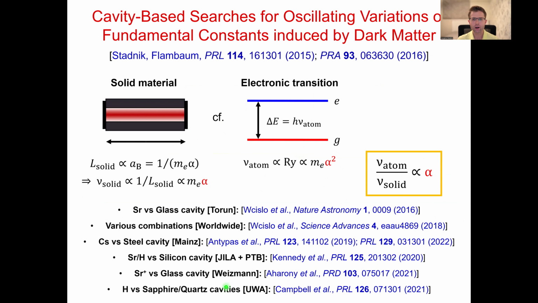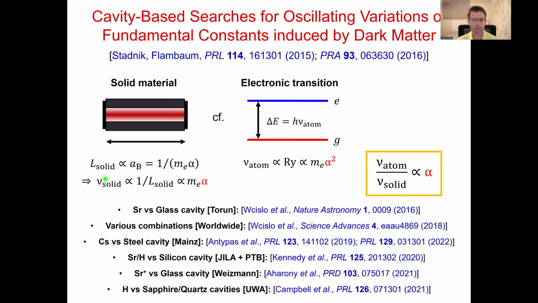So if we go to higher dark matter particle masses where the frequencies of oscillation become faster, then we can start to utilize techniques which haven't traditionally been considered when it comes to searches for variations of fundamental constants. One of these approaches is based around the use of solid materials or cavities, where the basic idea is that the length of the solid is proportional to the atomic Bohr radius in the non-relativistic limit.